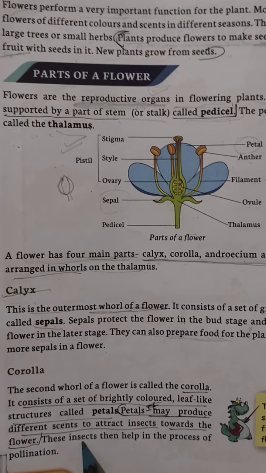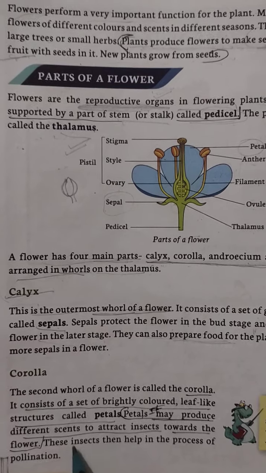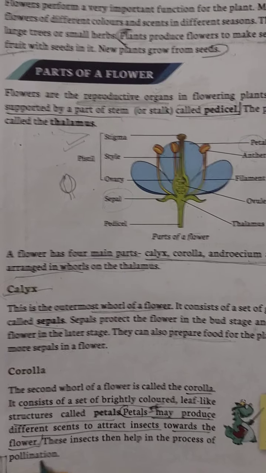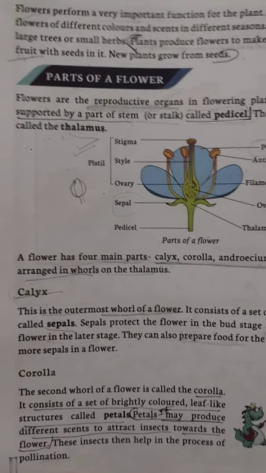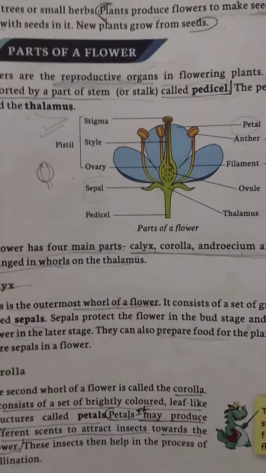These insects then help in the process of pollination. And what do these insects do? They help in the function of pollination. What is pollination? We will learn further in this chapter.